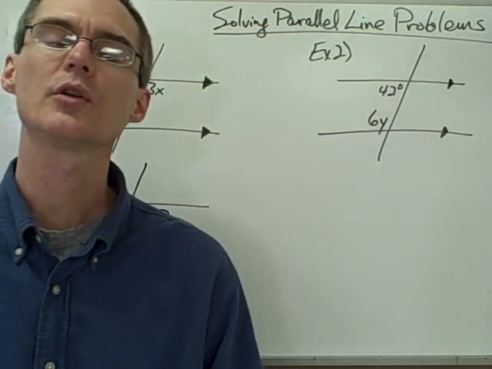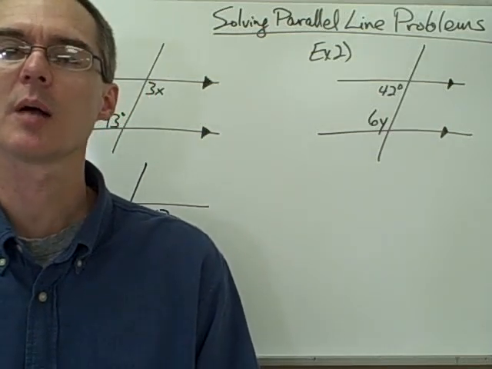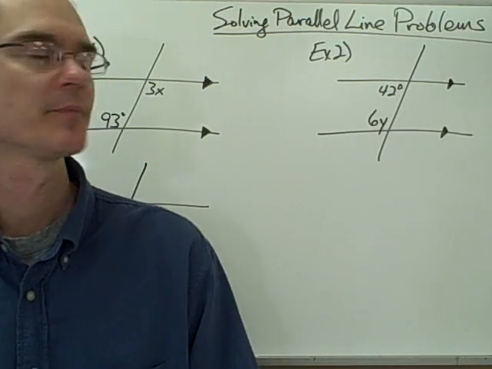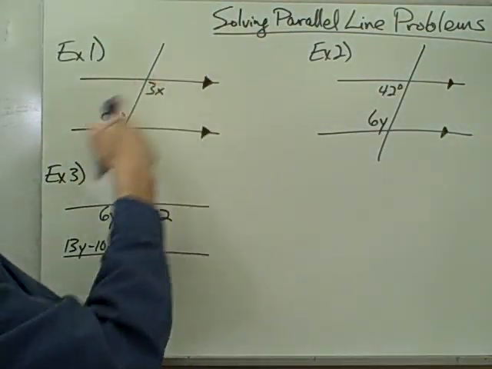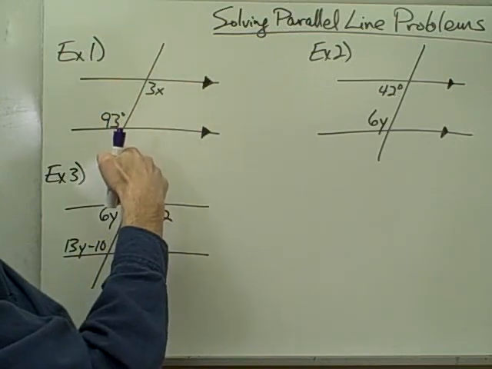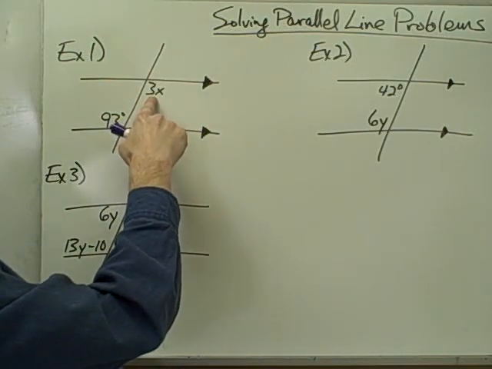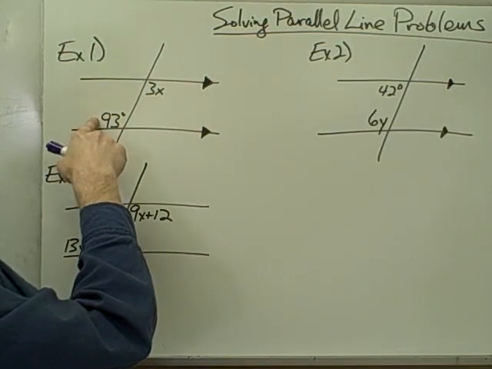Okay, in this video, we're going to look at solving some different types of problems involving parallel lines. So let's take a look at our first example here. I've got two parallel lines cut by a transversal, and I'm told the measure of this angle is 3x, the measure of this angle is 93.